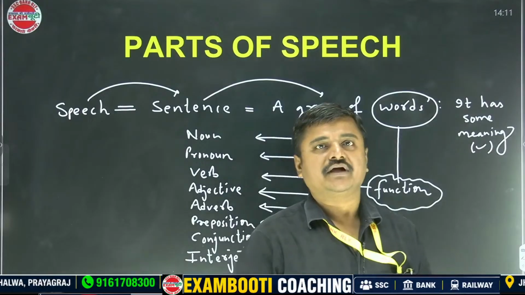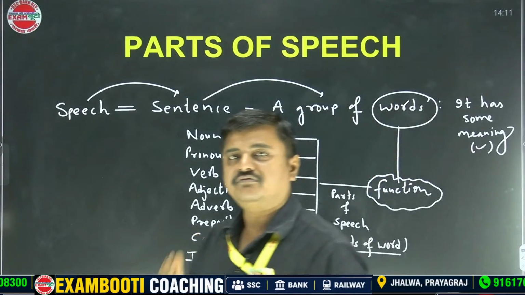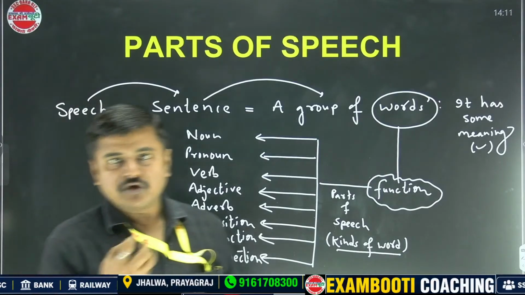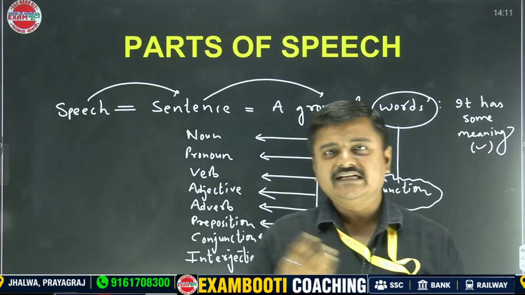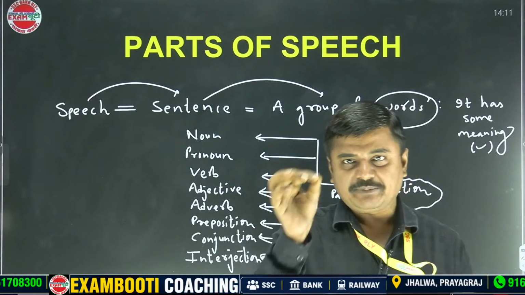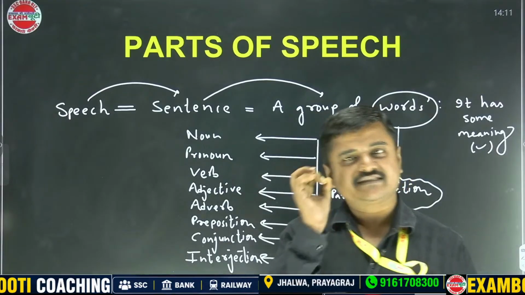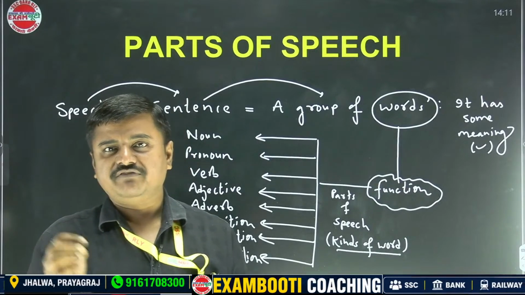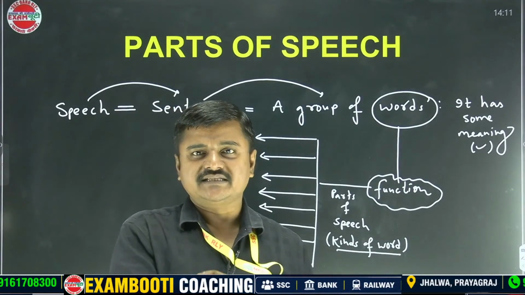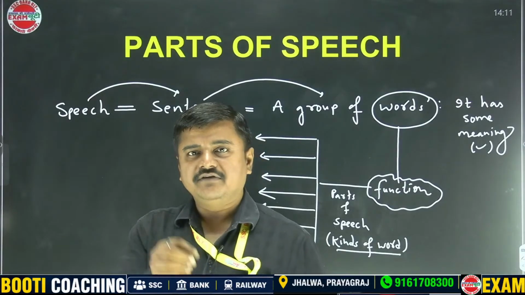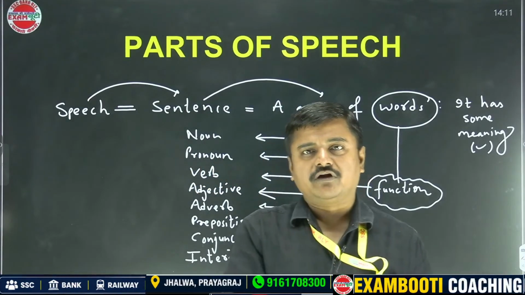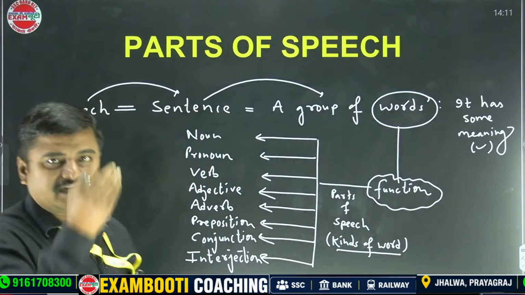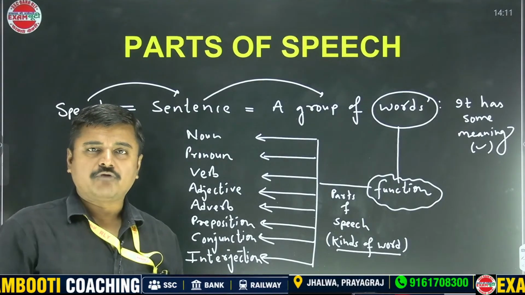These are the 8 functions that a word performs. So, what we conclude from all the things that we discuss: speech in simple words is a sentence, and a sentence in simple words is a group of words. It means in a speech we find a sentence, and in a sentence we find a group of words. It means we find words, each word performing a different function in a sentence. So what type of function do we see a word performing in a sentence?